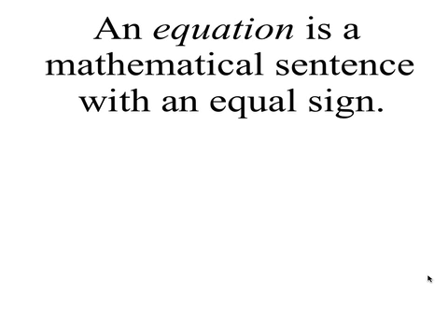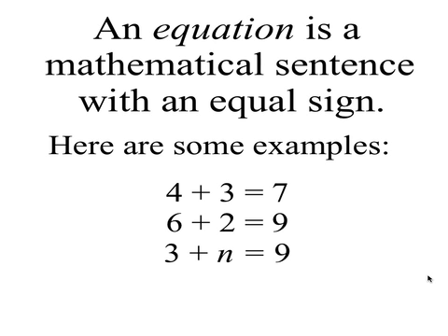An equation is a mathematical sentence with an equal sign. Here are some examples. 4 plus 3 is equal to 7. 6 plus 2 is equal to 9. And 3 plus n is equal to 9. Well, our first equation, of course, is true. Our second equation is false.